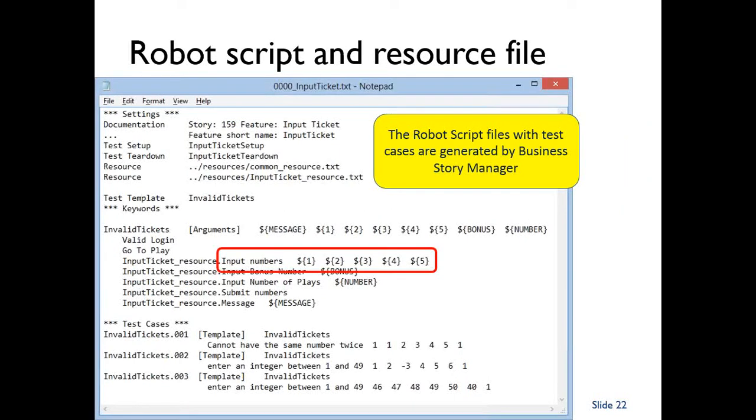Okay, here's an example. Let's look at input ticket.txt. This is the test case file that relates to the feature input ticket. There is just one test scenario which generates this test case, and it's not so easy to interpret what's going on in here. But if you look towards the bottom, you can see the heading, the 3 asterisks, test cases. 3 test cases, invalid tickets .001, .002, .003.